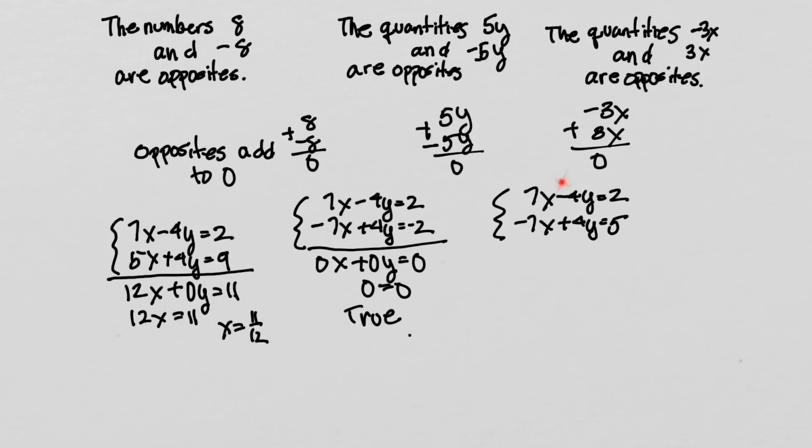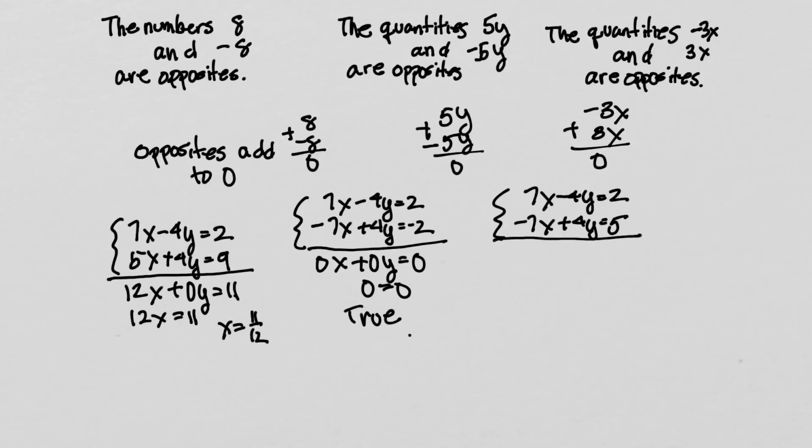Now let's move over to this last set of equations, this last system, and notice we're going to add these together. As in the last one, the coefficients of the x's are opposite, the coefficients of the y's are opposite, but these constants over here are not opposites. Let's add these together and see what happens.